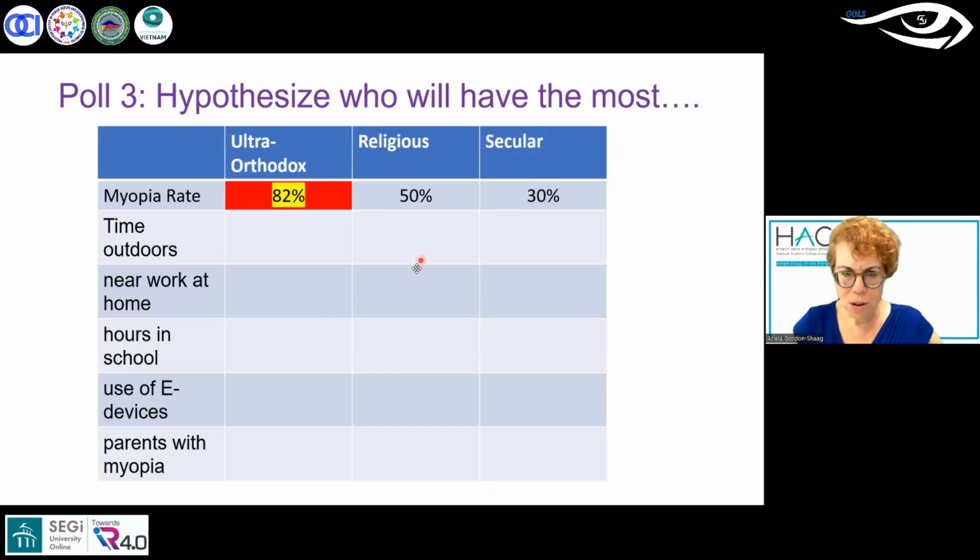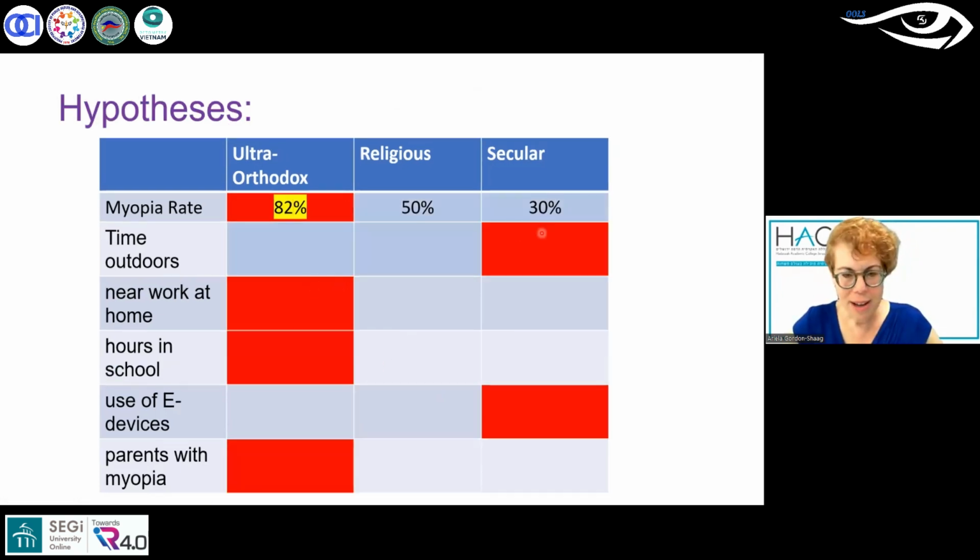Okay, so I agree with your hypotheses. And I kind of filled this table in red. And these were our hypotheses before we started the project. We figured that the secular kids would spend the most time outdoors, then the religious kids, and the ultra-Orthodox the least. The ultra-Orthodox would have the most near work at home and hours in school.